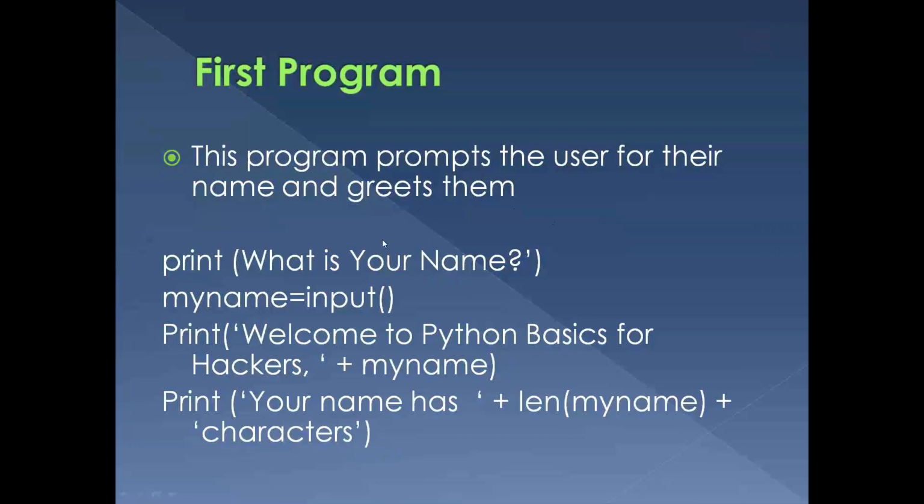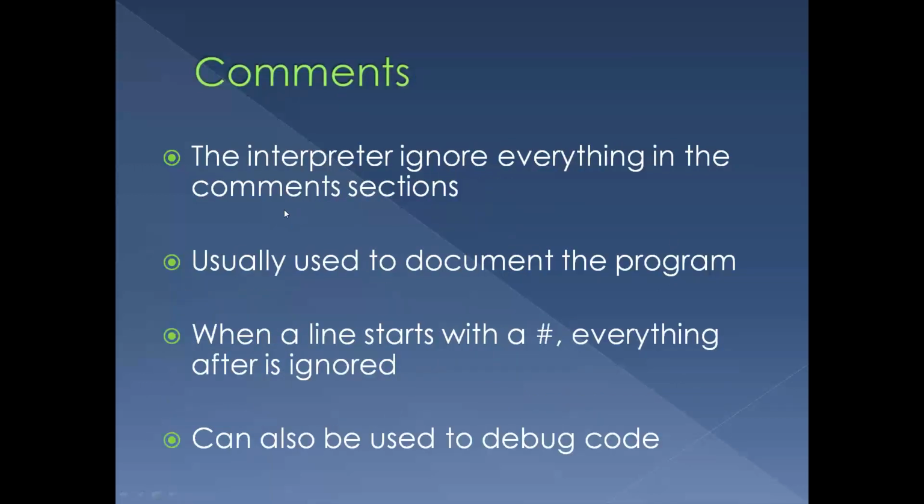This program prompts the user for the name. This is what we just got done doing. We did a little different than here. Okay. We create a slightly different script. Comments, the interpreter ignores everything in the comment section, okay? So that's what we did. We put in some notes there to help us remember what we're doing, what we're supposed to be doing. So the interpreter will skip everything after that pound sign.